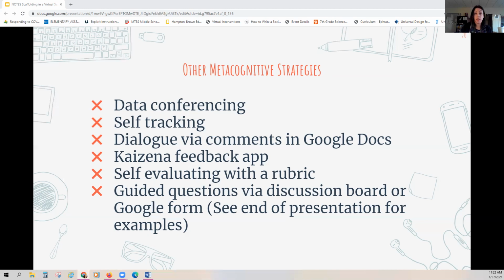Having a self-evaluation with a rubric, you could do this through Google Forms, you could do it through a PDF that's editable, you can do it through a Google Doc. There are different ways you can have that self-evaluation piece that students can do together, and you would use a lot of the reflection questions that I have on the next slide to help students think about that. Having guided questions via discussion board or Google form. Like I said, I'll have some questions in just a minute.